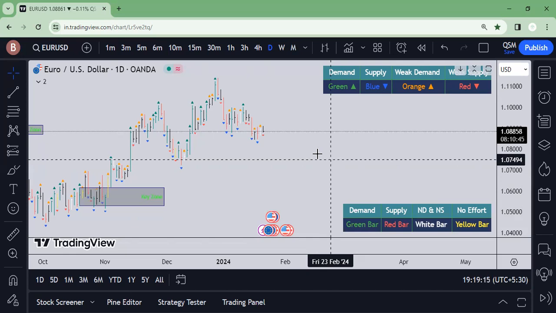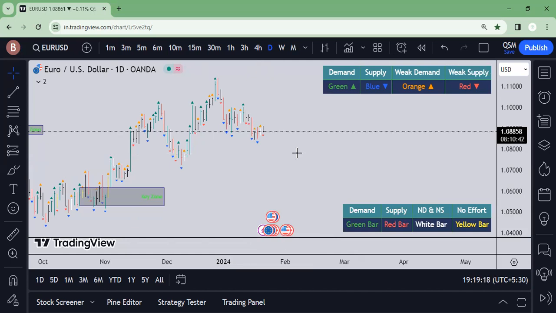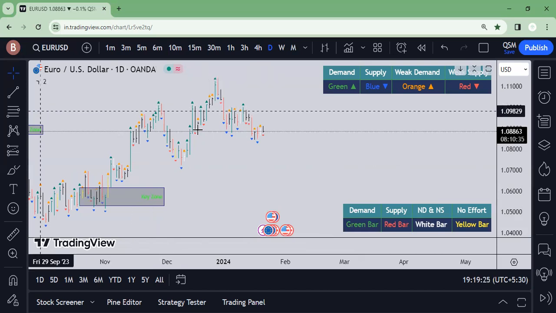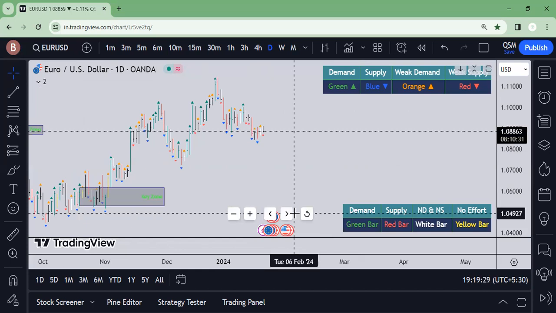I'll just give a brief idea about how this indicator works. Actually, it's not an indicator; it's a tape reading tool. It works on two parameters.